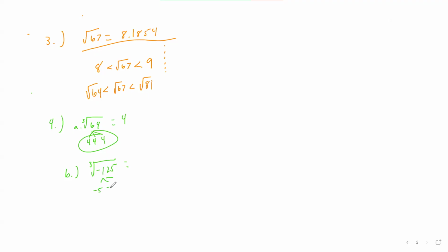Negative 5 times negative 5 would be what? Multiplication. Two negatives make a what? Positive. So it'd be a positive 25. Now take that positive 25 and multiply it by another negative 5, and you get a negative 125. So in this case, 3 negatives do produce a negative. So you can get a negative answer for cube roots, not square roots.